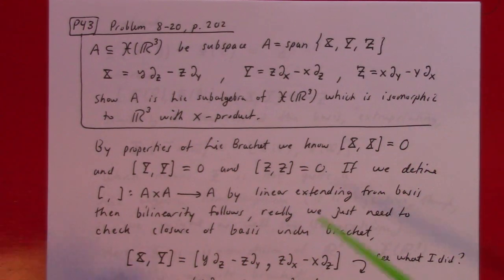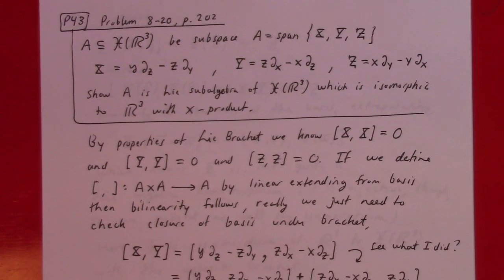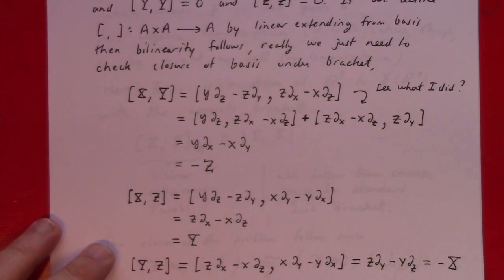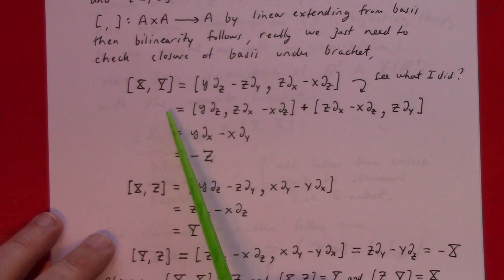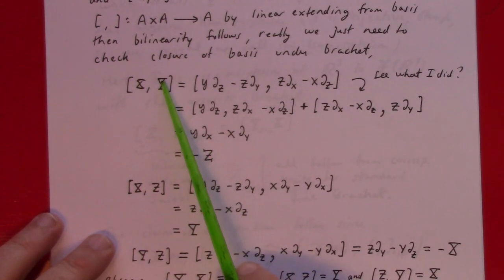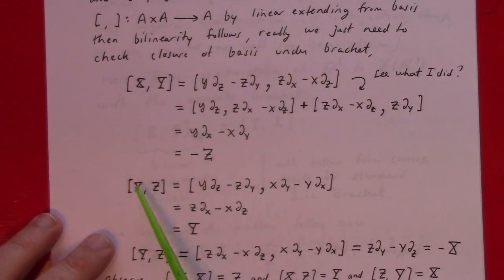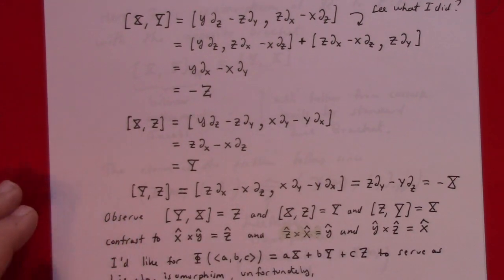Now I say a little bit more here. I basically say, well, you can define the Lie algebra on A by extending the bracket linearly, but whatever. Anyway, so I just calculate here. And the calculus shows that the bracket of x and y, x and z, and y and z is, again, minus z, y, and minus x respectively.